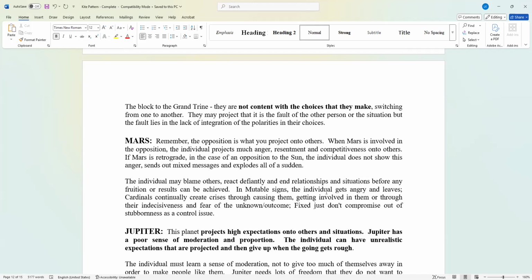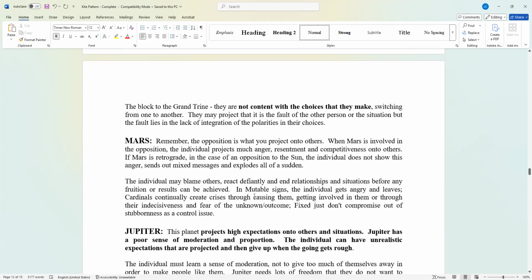But a lot of the anger is kind of internalized. All of a sudden, they blow up. And the individual, because it's in opposition, may have a tendency to blame other people. But they need to learn to compromise and recognize their own anger issues.